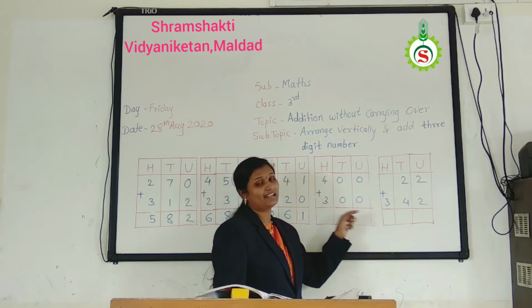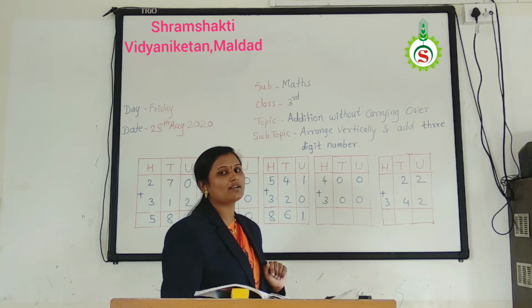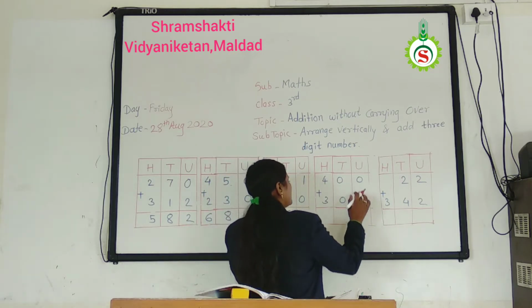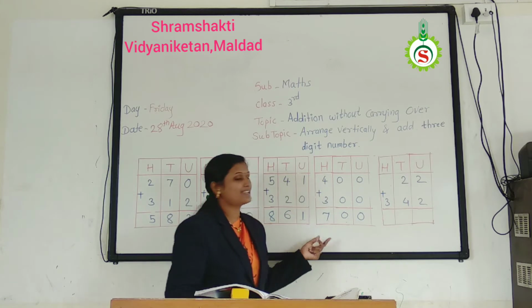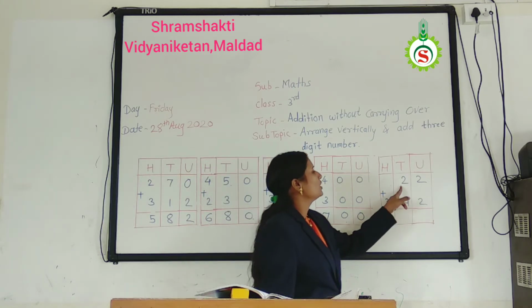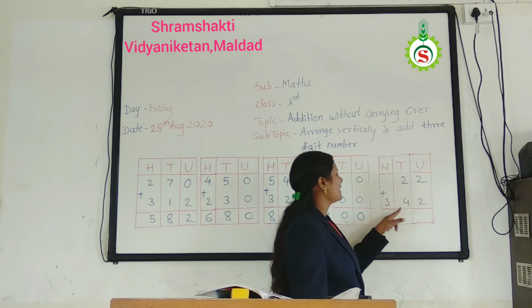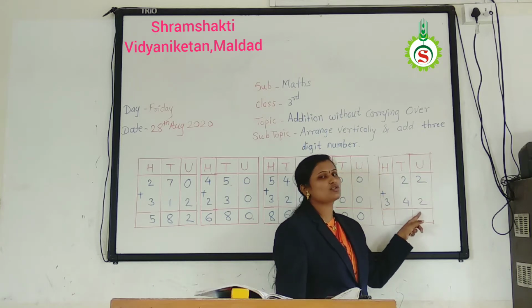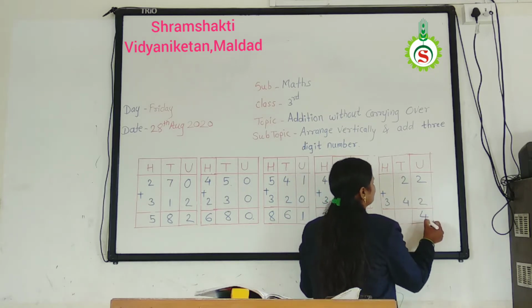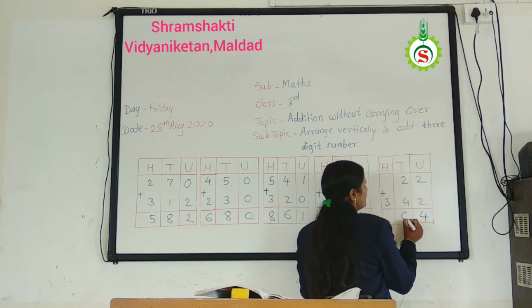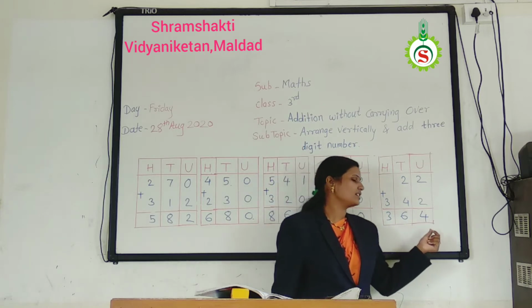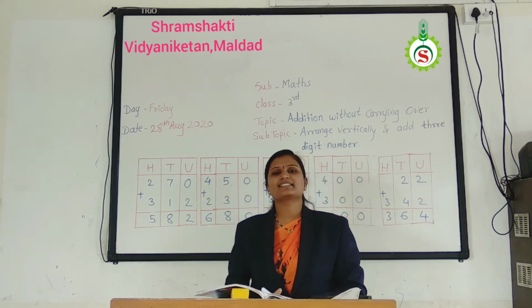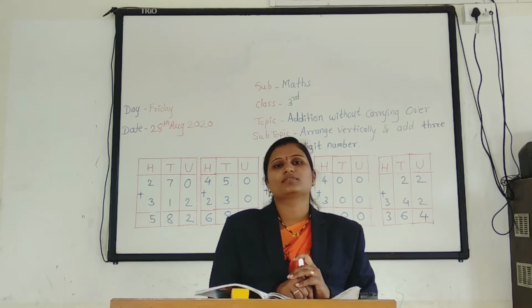See the next example. 400 plus 300. You see first which column? Unit column. 0 plus 0, 0. 0 plus 0, 0. 4 plus 3, 7. We get 700. See the next example. 22 plus 342. 2 plus 2, 4. 2 plus 4, 6. And write down 3 as it is. We get 364.